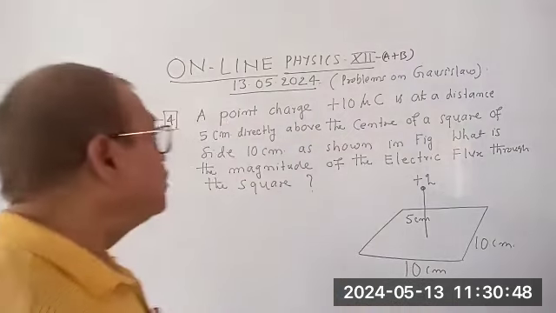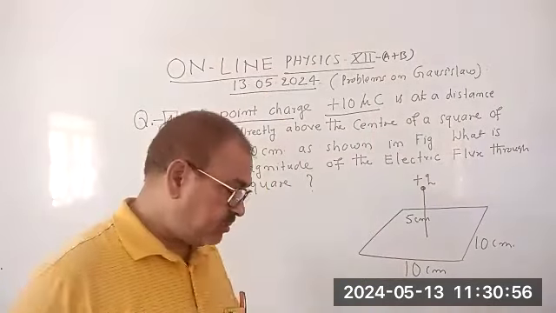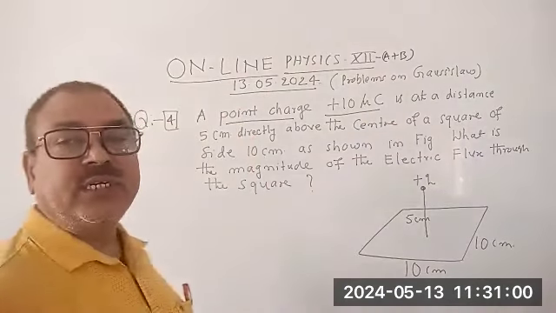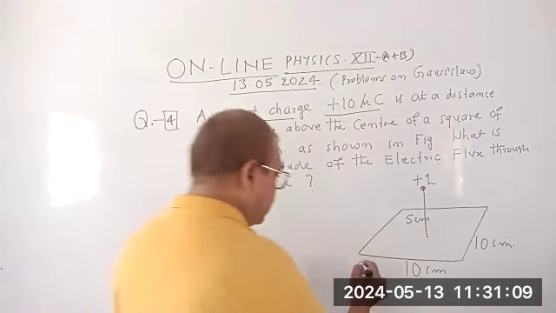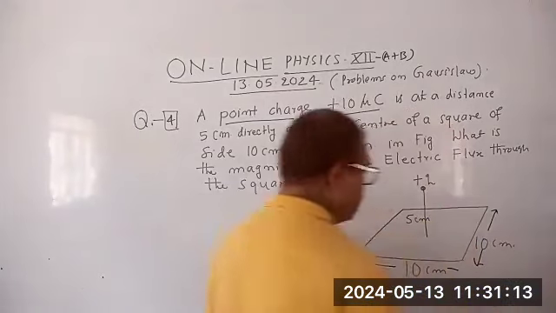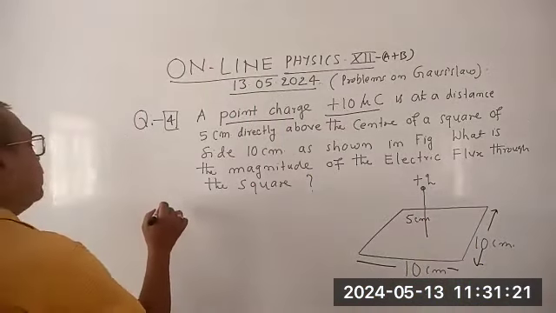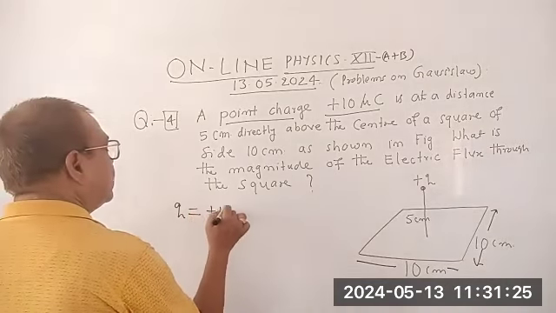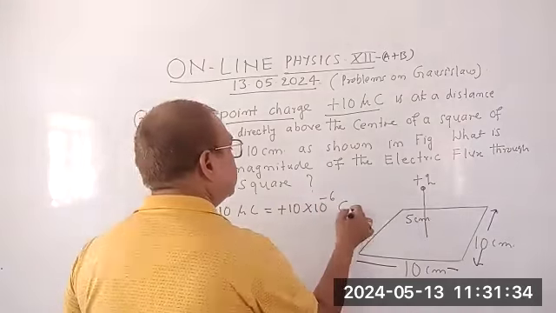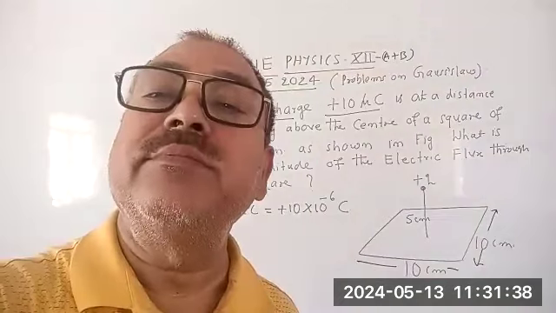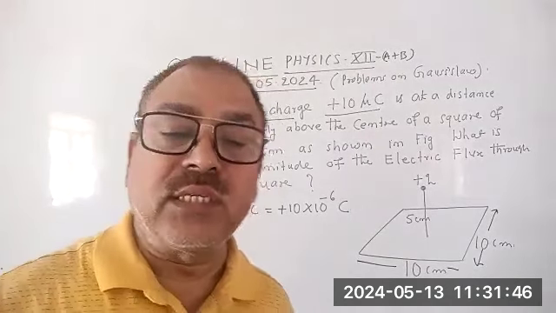See here, what to solve? A point charge of 10 microcoulomb is given. This is at a height of 5 centimeter from the center. A square of side 10 centimeter is given. How to find? The charge is here plus 10 microcoulomb. Convert this charge into coulomb.